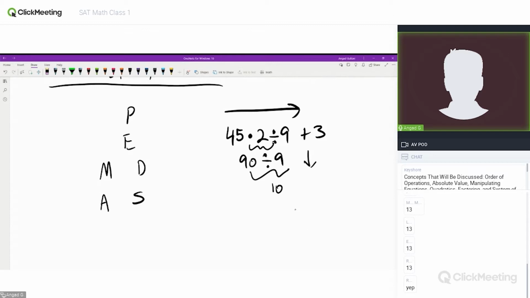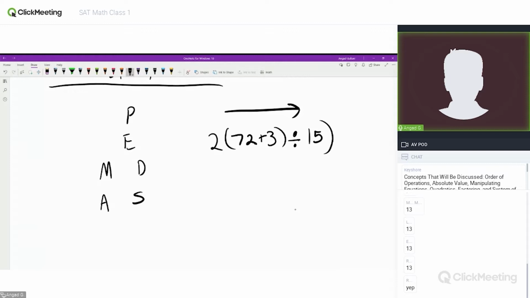Okay. I'm going to give you one more question, and then we'll move on to the next topic. So let's say we had 75. All right, let's do this. Okay. This one looks a little complicated, but you guys should be able to do this. Not 10. Yep, Maria, that's right.